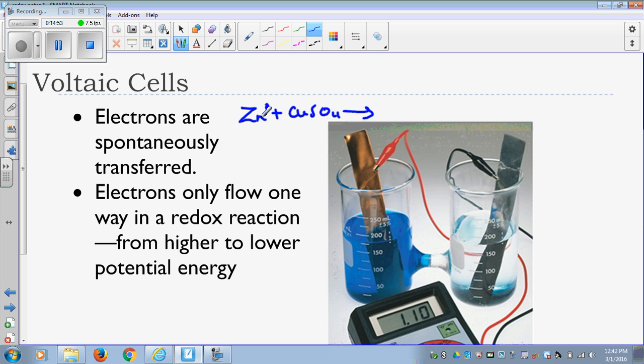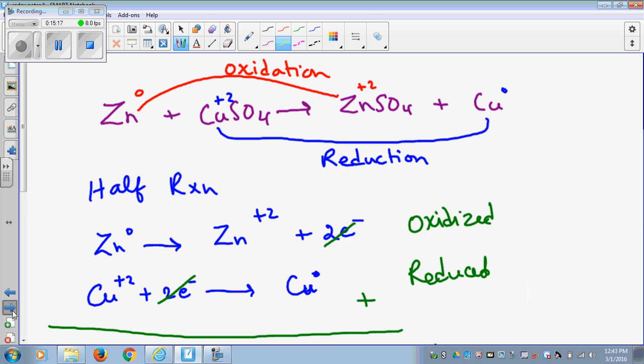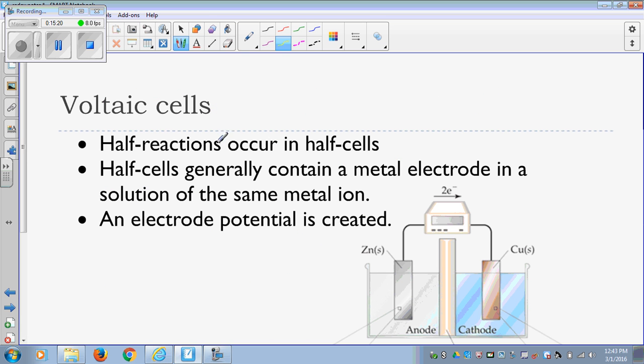So electrons are spontaneously transferred from the zinc to the copper, the two electrons that were going. Electrons only flow one way in a redox reaction. It's not that these electrons are coming this way and these are coming that way. That doesn't happen here. Electrons are only going in one direction, from higher to lower potential energy. So you can keep that in mind. Then I explained to you how this whole thing works. In voltaic cells, the half reactions occur. We talked about the half reactions: zinc becomes oxidized and gives out two electrons, and then copper, which was in positive 2, accepts those two electrons to become reduced. These are the two half reactions.